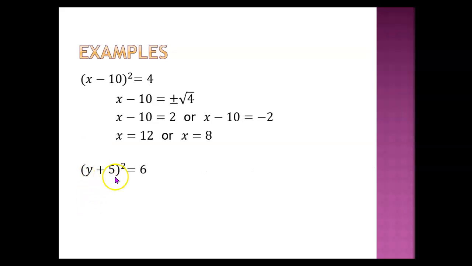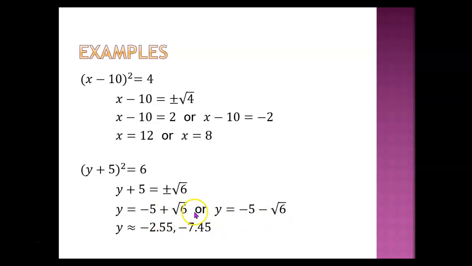How about this one? y plus 5 squared equals 6. Again, it's this pattern of something squared equals a number. So the something, the y plus 5, equals plus or minus the square root of 6. So y equals negative 5 plus the square root of 6, or y equals negative 5 minus the square root of 6.